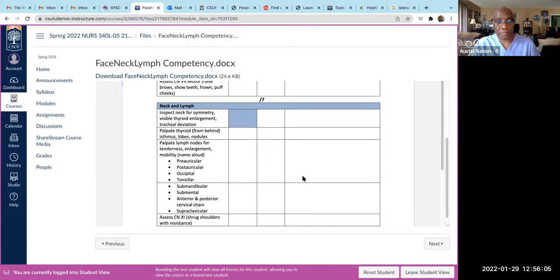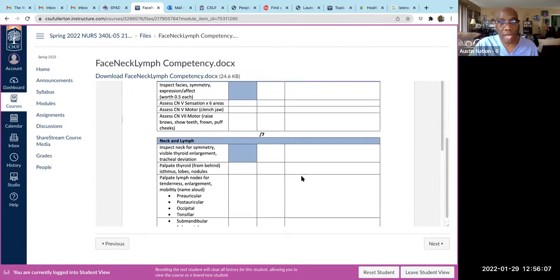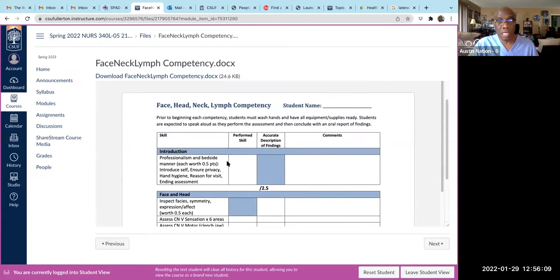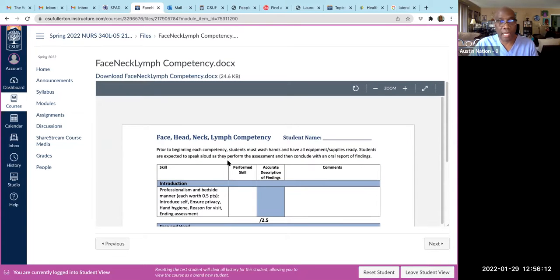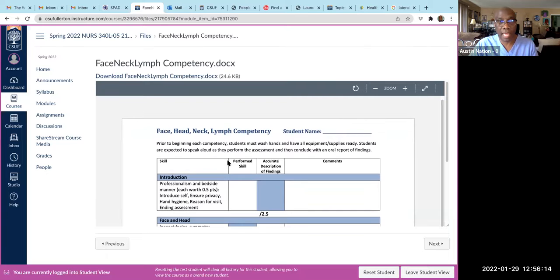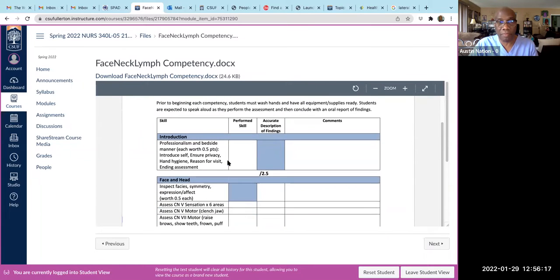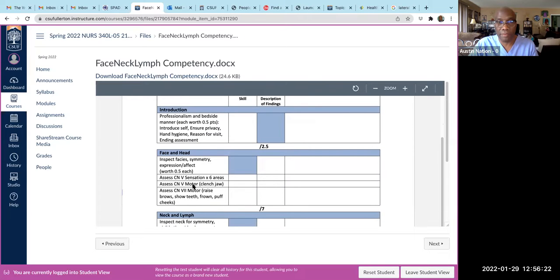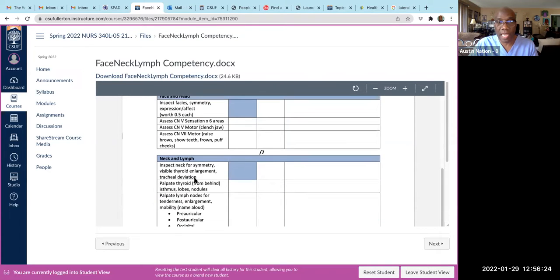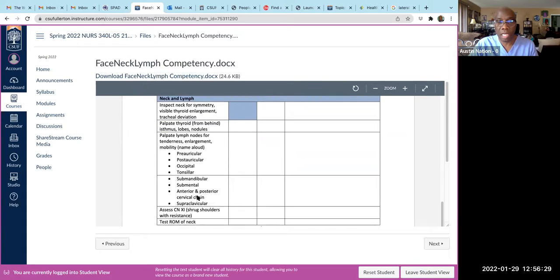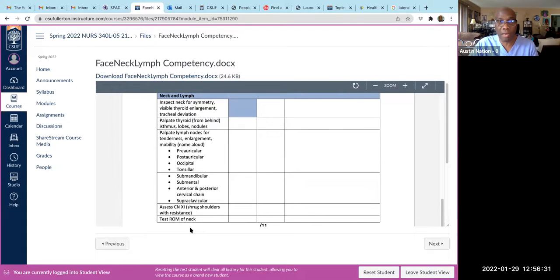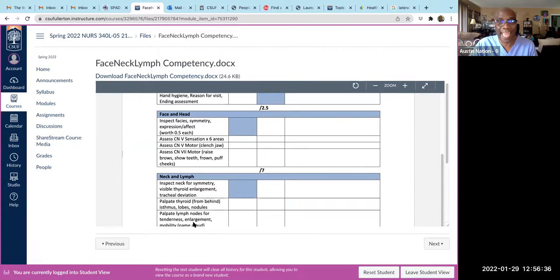All right. And that covers our head, neck, and lymph. Okay, so head, neck, lymph. Head, cranial nerves 5 and 7, neck, and thyroid, and lymph. And don't forget cranial nerve 11, and don't forget your range of motion of that neck as well. That will also be indicative of head, neck, lymph. Any questions on head, neck, lymph?